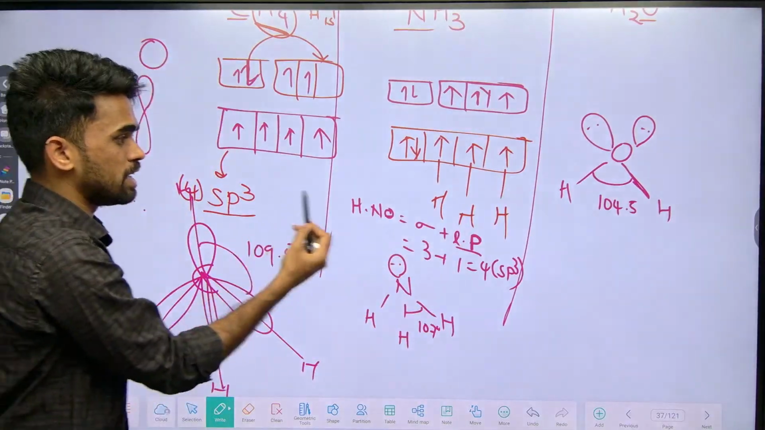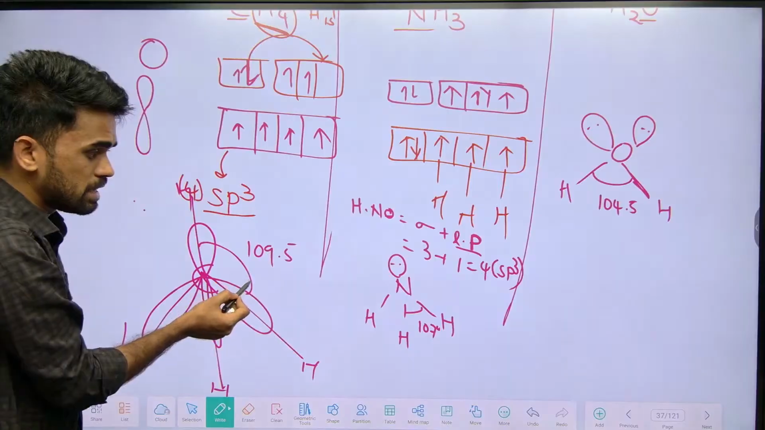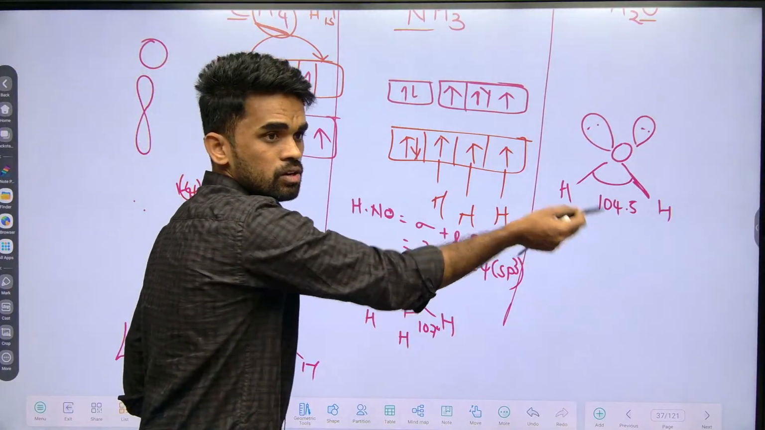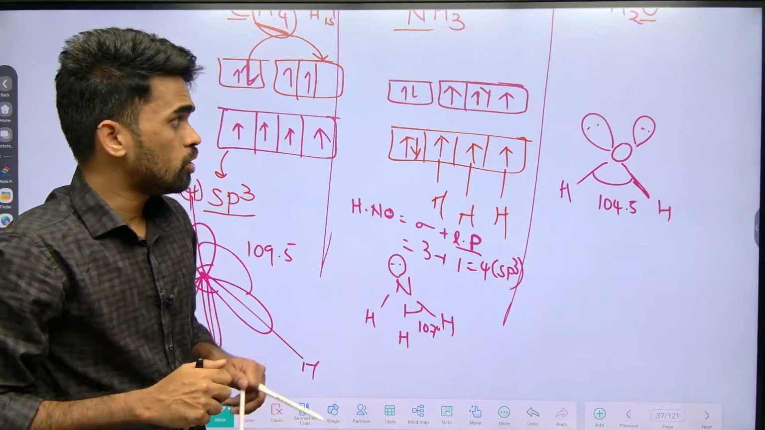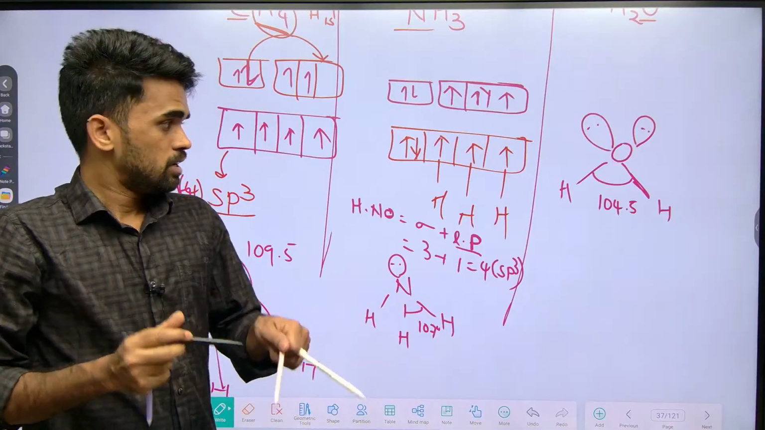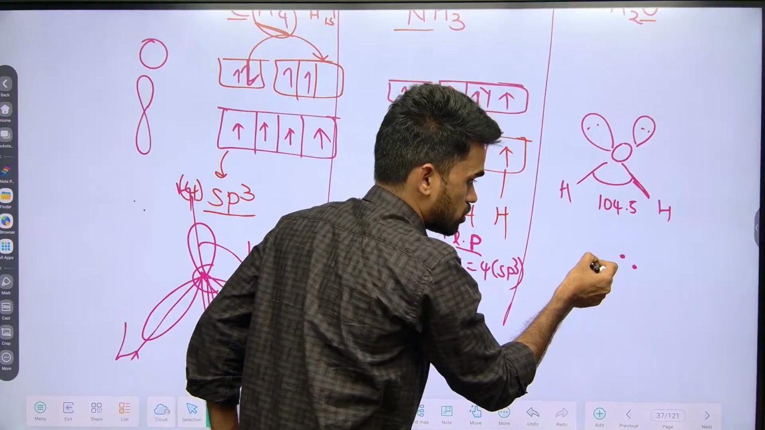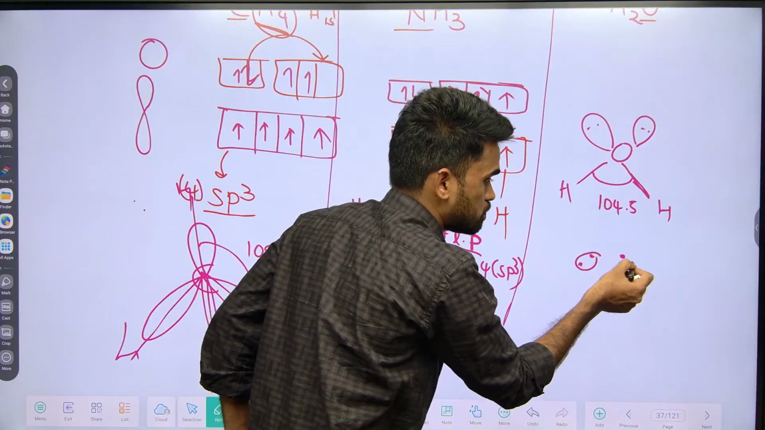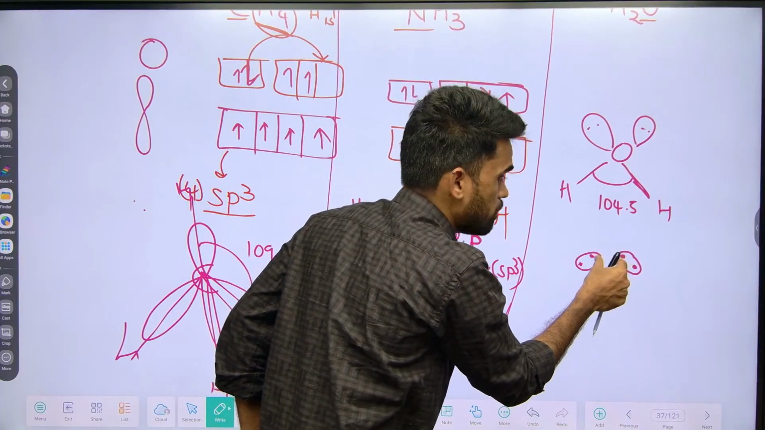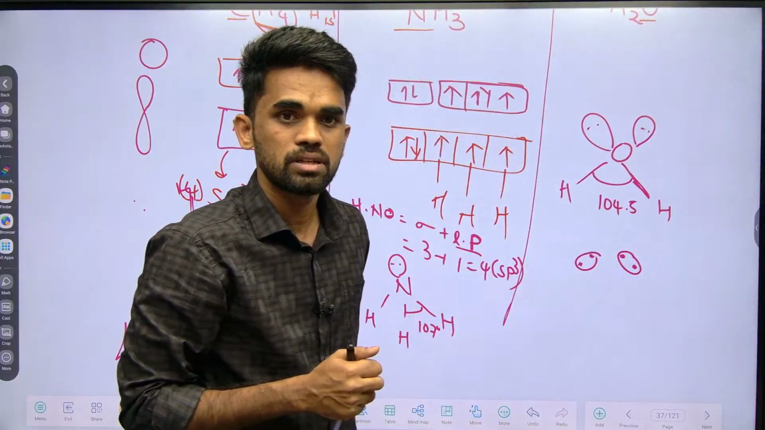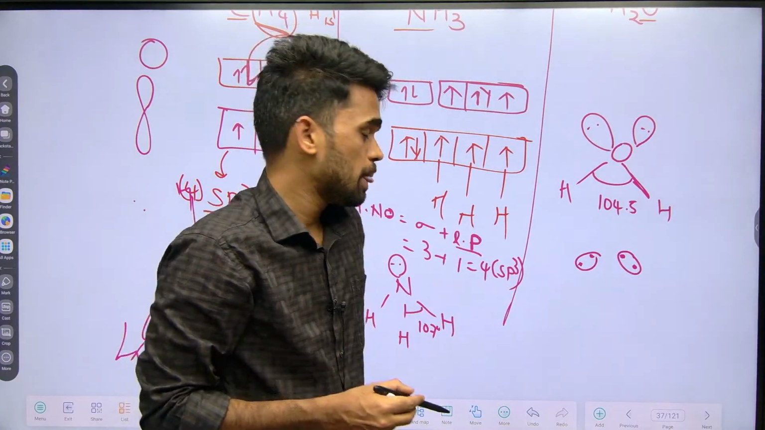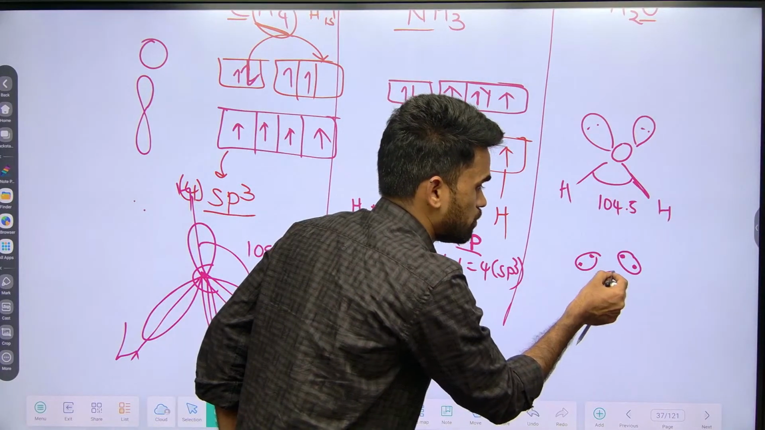Now what makes the difference from here to here, here to there? This is sp3, sp3, sp3. But here 109, here 107, here 104. So here you should realize that I have only 2 electrons like this. Here also 2 electrons. This is a pair of electrons, this is a pair of electrons. I am keeping them close to each other. What happens? Repulsions.